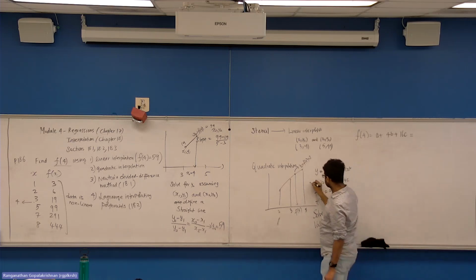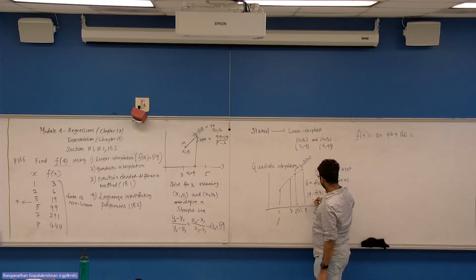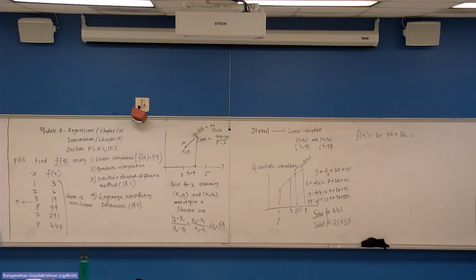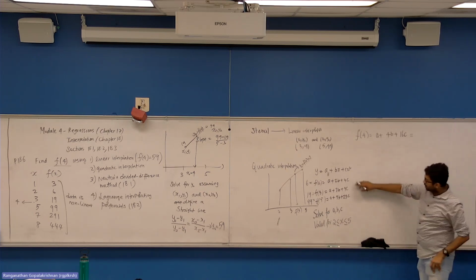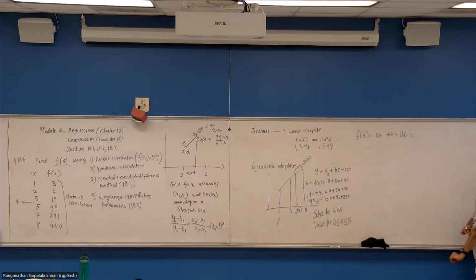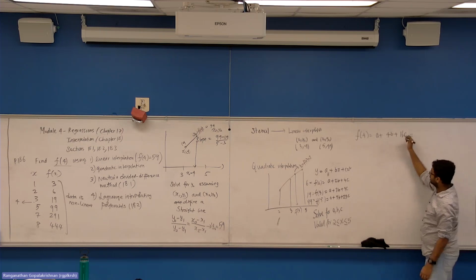F of 2 is 6, f of 3 is 19, f of 5 is 99. You can use your calculator, MATLAB, whatever you want to get a, b and c. Can you? 2 minutes, go. Let's tell me what a, b and c are.